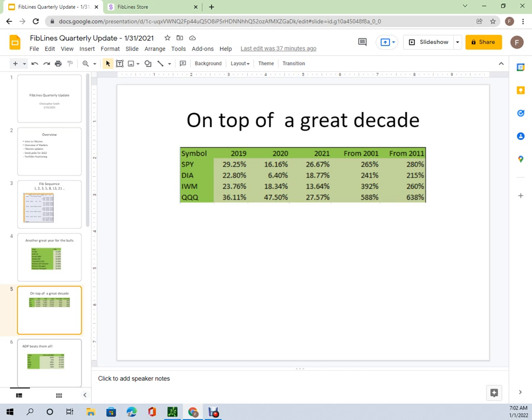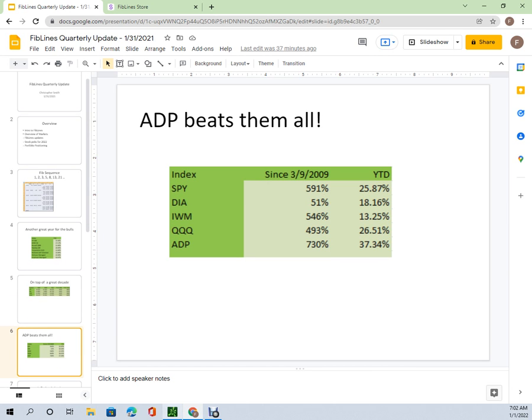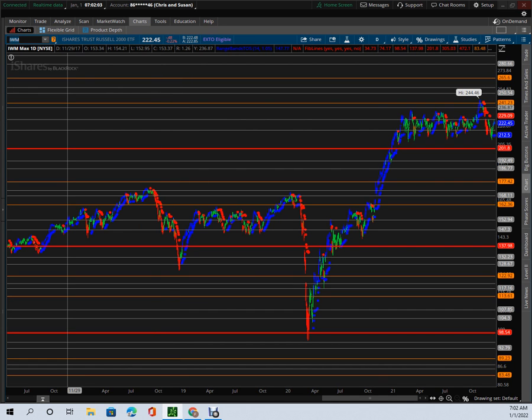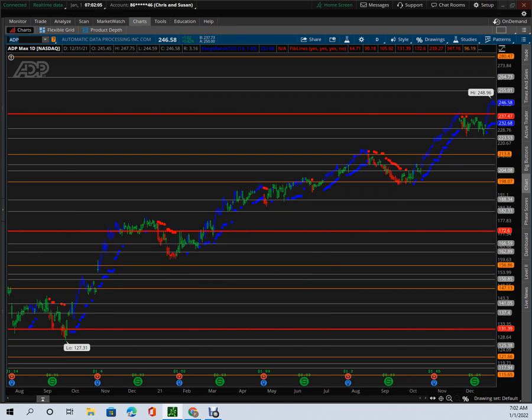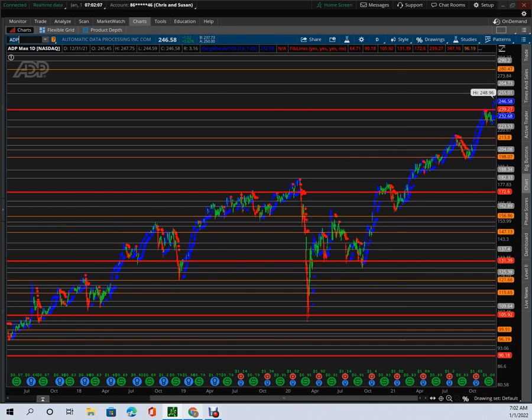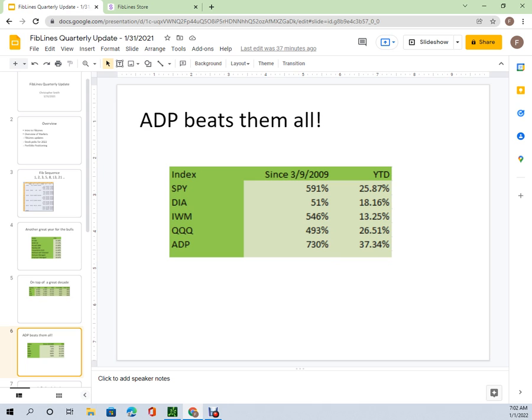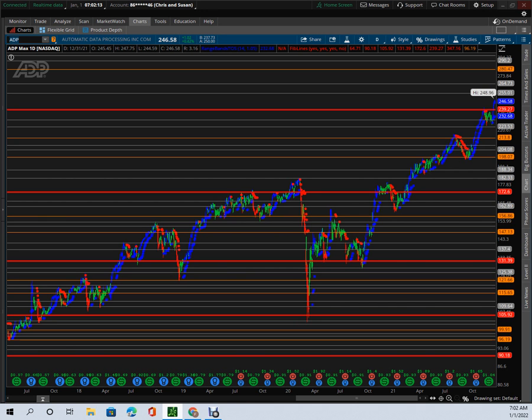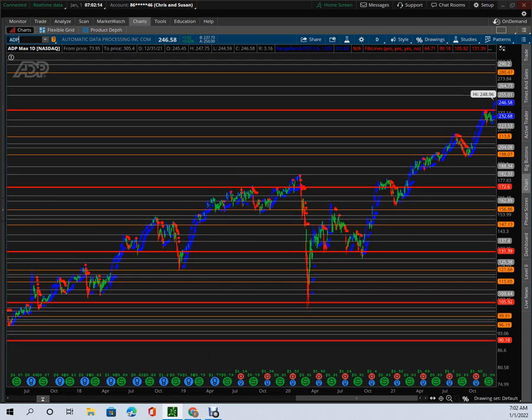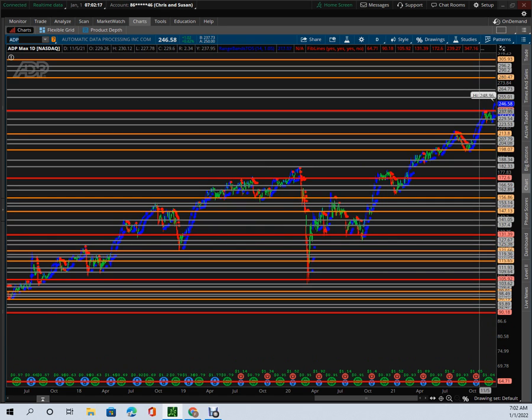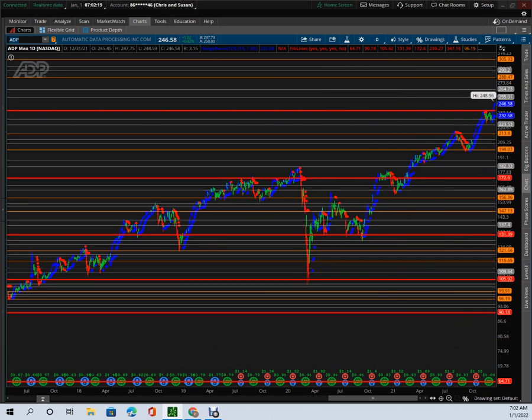Okay, so that's where we are with the markets. ADP, I have an interest in this company, not a direct position, but it has had an incredible run. It has beaten all the indexes since 2009, up by 730%. And it recently came up against the 1108 line here, so I recalculated it, and I took the old 161 line and made that the new 100 line.